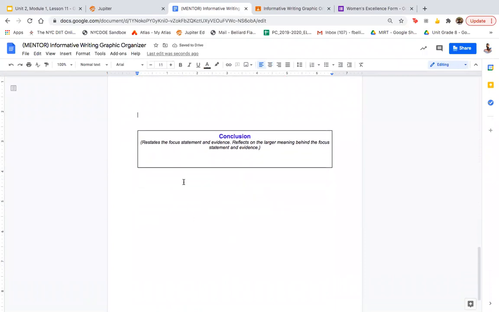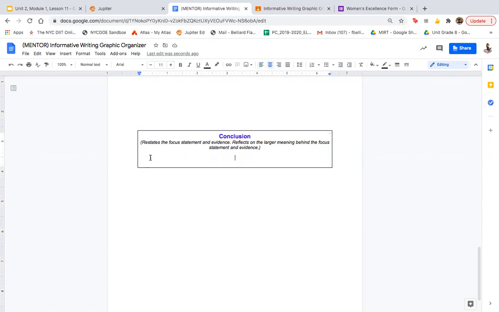So I see here, now I'm going to follow exactly what the graphic organizer says. A conclusion is only one paragraph and it's just wrapping up the whole thing, just like that bun at the end of a burger, right? And so I see right here in the italics, it says restate the focus statement and evidence.